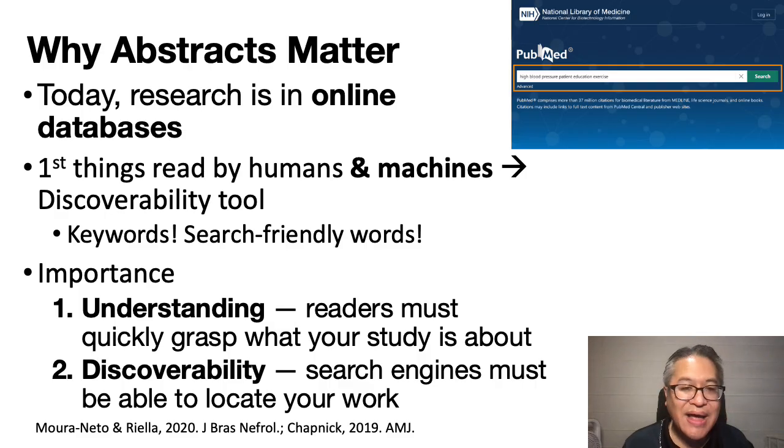So abstracts matter for two reasons. Number one, understanding. Readers must quickly grasp what your study is about. And number two, discoverability. Search engines must be able to locate your work. Now, some authors even attempt to optimize abstracts with well-chosen keywords to improve visibility. While we don't encourage manipulation, we do encourage strategic, accurate wording.